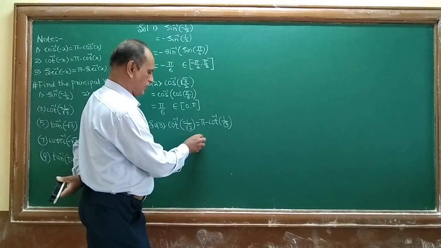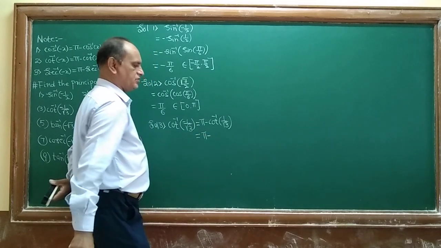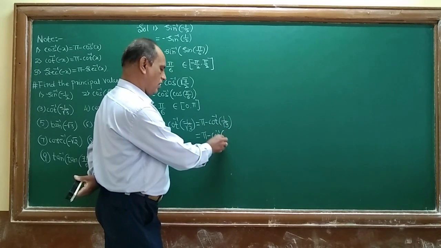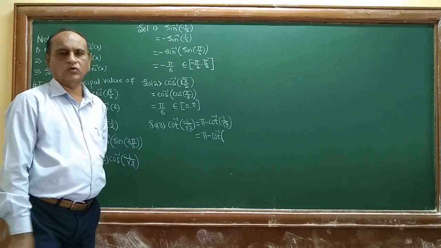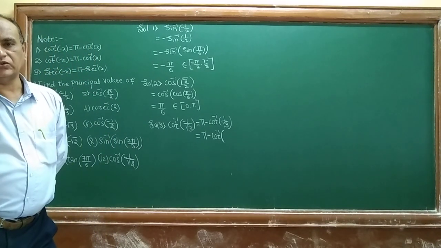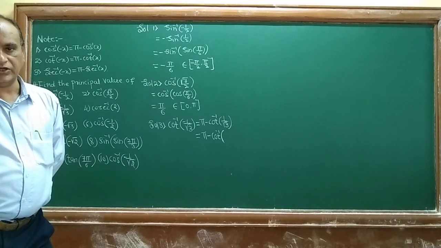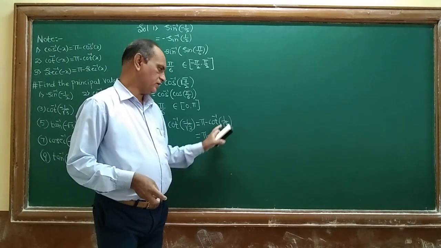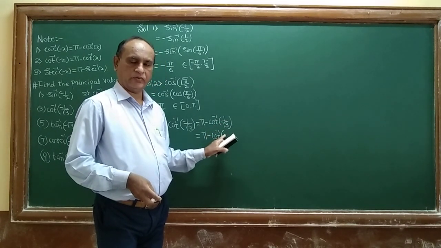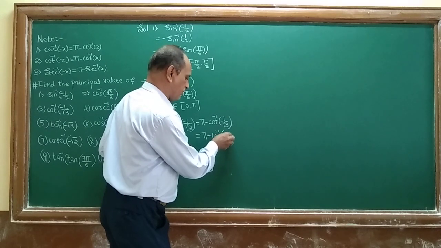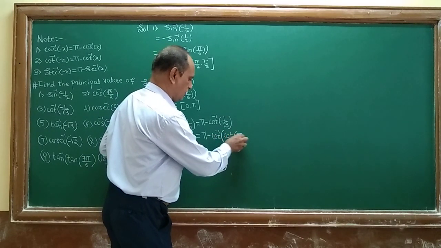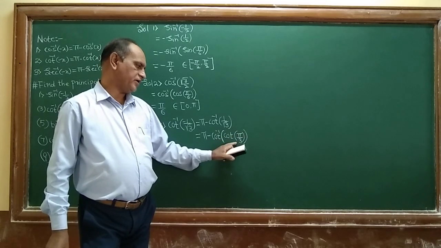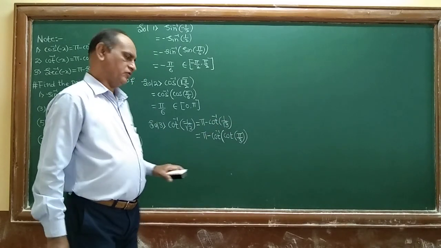So this is equal to pi as it is, then minus, cot inverse as it is, of cot of the angle. When is cot of the angle 1 by root 3? Tan of the angle is root 3, so the angle is pi by 3. Cot of pi by 3, that is cot 60, is 1 by root 3. You have to write in the simplest form.